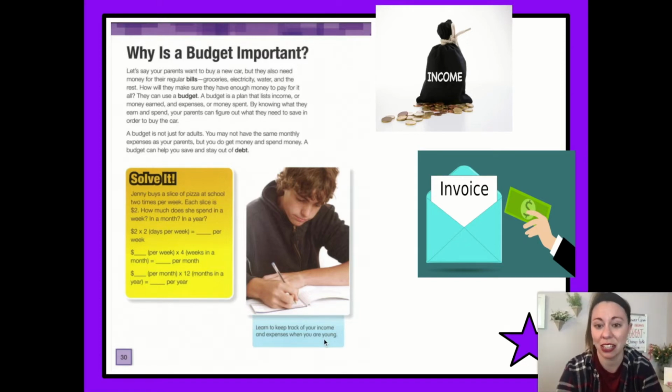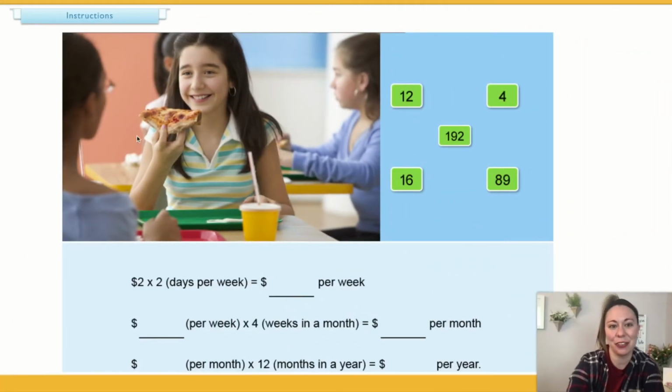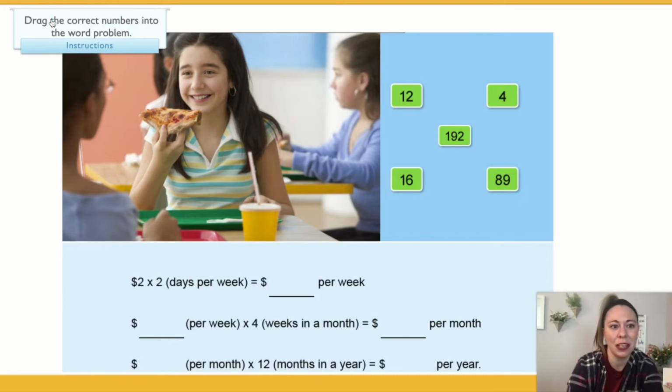All right, next I'm going to click on our little star, and we have an activity. So let's look at this activity. We're going to read the instructions first. Drag the correct numbers into the word problem. All right, we can do this. So this is what we were just talking about. So I bet you guys can help me out. So $2 times 2 days a week. How much did we say that was? Right, $4.